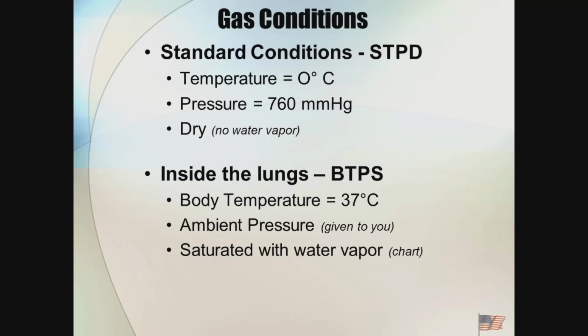STPD is the weird one. Standard temperature and pressure, dry, is 0 degrees Celsius and 1 atmospheric pressure of 760 millimeters of mercury. It's the only one you really got to know. It's a standard that we utilize for research purposes, if you will. And then finally, the one that we're familiar with is the body temperature of 37 degrees Celsius, whatever the barometric pressure is and whatever the saturated water vapor is.